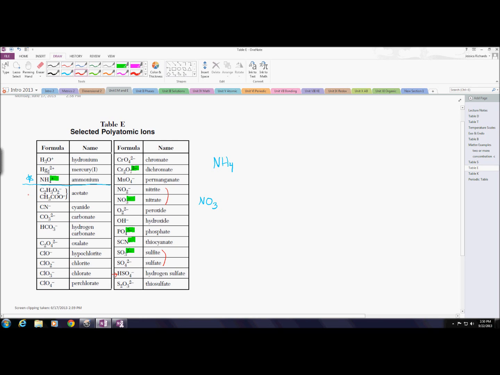Acetate looks funny, and there are 2 different ways of writing an acetate polyatomic ion. Both of them contain 2 carbons, 3 hydrogens, and 2 oxygens, and have a charge of -1. So they're the same thing. This top way is the inorganic way of writing acetate. This bottom way is the organic chemist way of writing acetate. Be familiar with them. You don't have to memorize them because they're here, but be familiar with the names and the groupings, and make sure you understand how we write them when we write them into a compound.